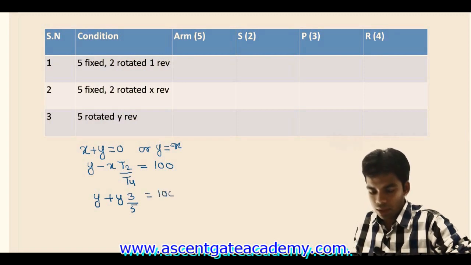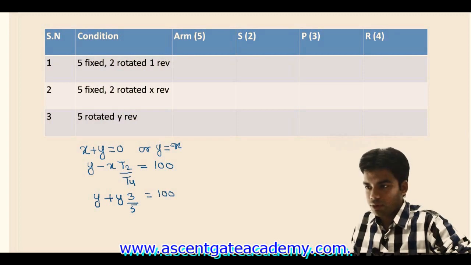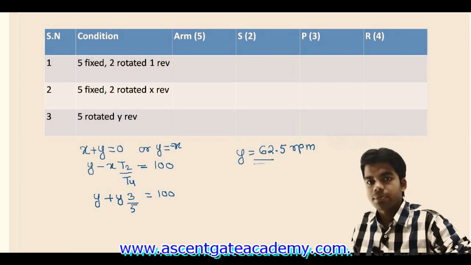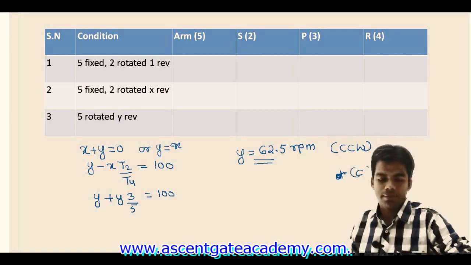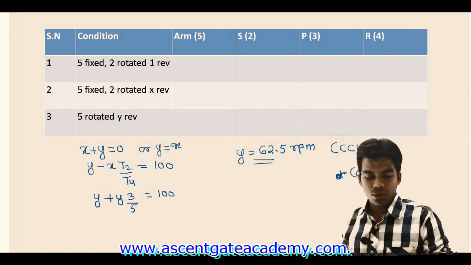Okay, so from here you can get the value of y, and this y will be equal to 62.5 rpm. We assume counterclockwise as positive, and we are getting the value of y as plus 62.5 rpm. That means y is equal to 62.5 rpm in counterclockwise direction. So the answer should be C, not D. The answer should be C. Getting this or not? Okay.